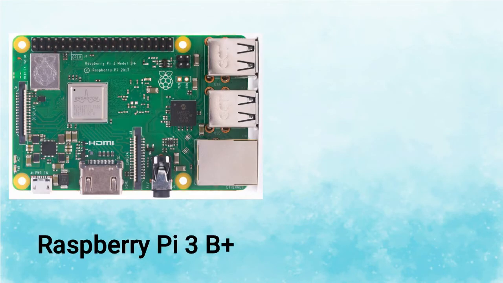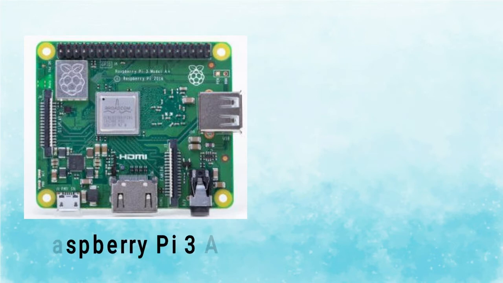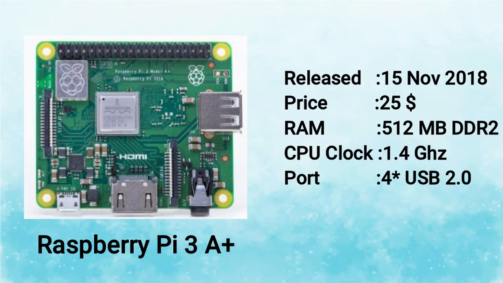Next version is Raspberry Pi 3B Plus, one of the most popular versions of Raspberry Pi. It was released on 14 March 2018. It has 1GB DDR2 RAM, 1.4 GHz clock speed and 4 USB ports. Next version is Raspberry Pi 3A Plus. It was released on 15 November 2018. It has 512 MB DDR2 RAM, 1.4 GHz clock speed and 4 USB ports.